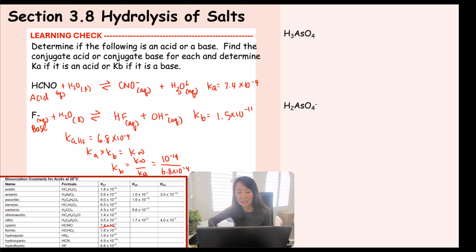look at this example, H3AsO4. So you'll probably know that it is right here, H3AsO4. So we can tell this is an acid. It has the ability to donate that hydrogen. So we'll go ahead and donate one. This is aqueous in water. So here's my acid.